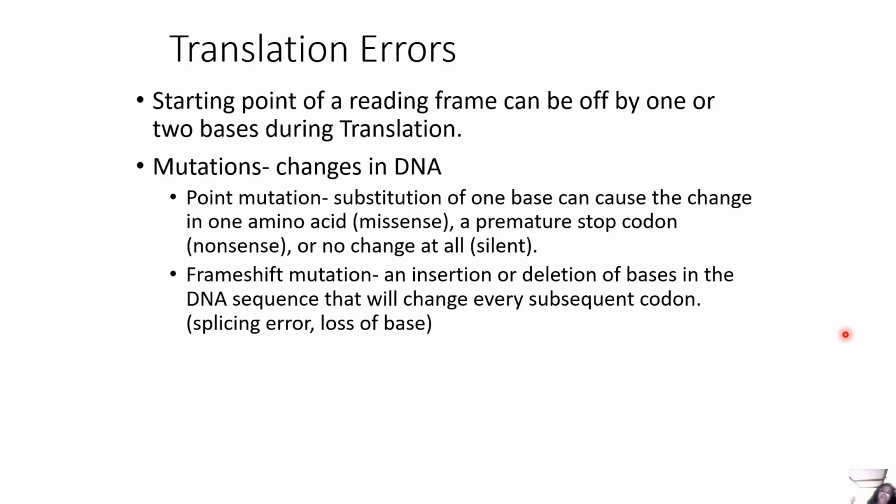Now, the starting point of the reading frame can be off by 1 or 2 bases during translation. In a substitution mutation, a change of one base pair can cause a change in one amino acid, or not change it at all. In a frame shift mutation, insertion of a base in the DNA sequence will change every subsequent codon.